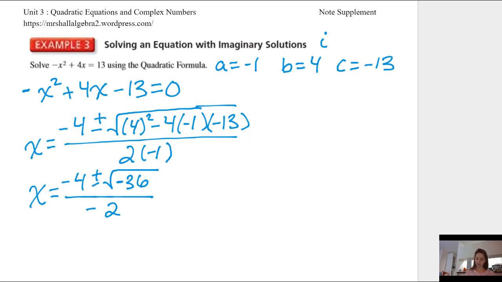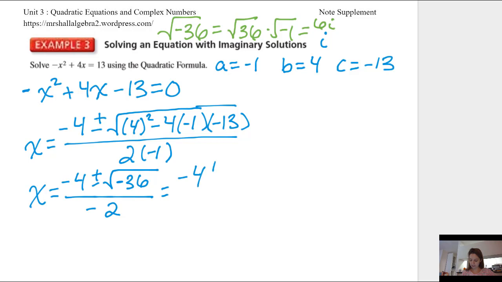Okay, let's simplify this radical. Square root of negative 36 is really the square root of 36 times the square root of negative 1, which is really 6i. There's my imaginary part. Go back down here. I have negative 4 plus or minus 6i divided by negative 2. I can simplify this further.